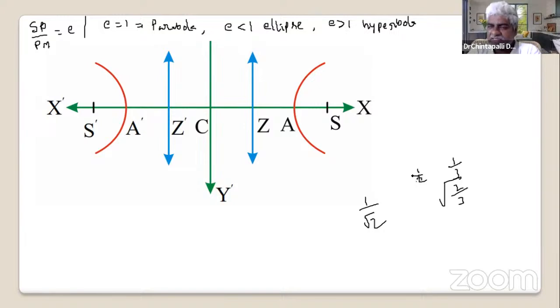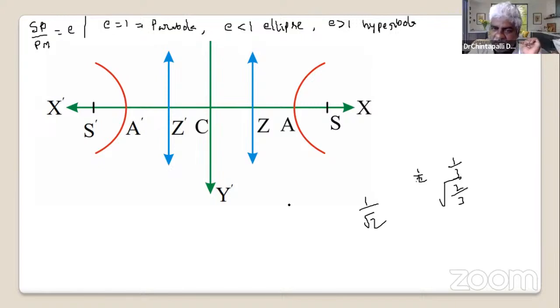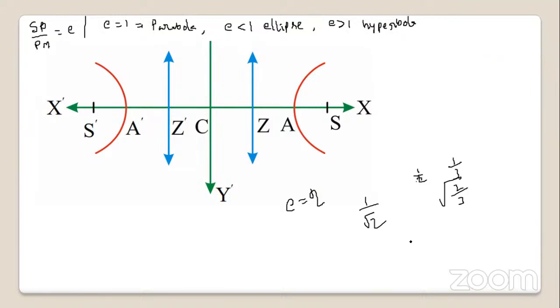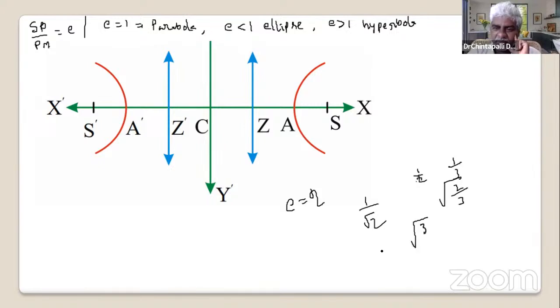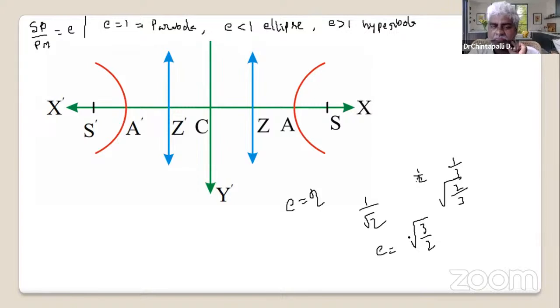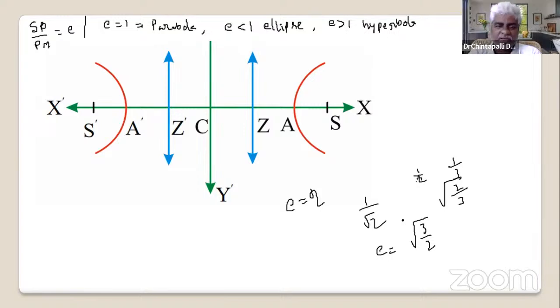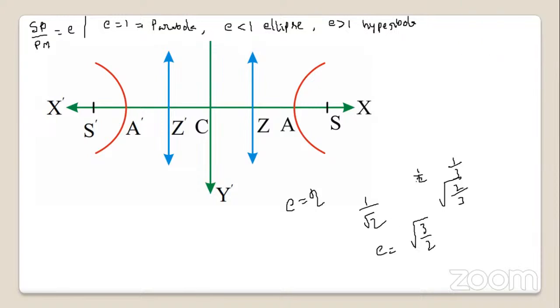1 by 2 is less than 1, right? But in this chapter, in one question, we have got the E value 3 by 2. Is 3 by 2 greater than 1 or less than 1? Greater than 1. That's the difference between ellipse and hyperbola. If E is less than 1, it is an ellipse. If E is greater than 1, it is a hyperbola.